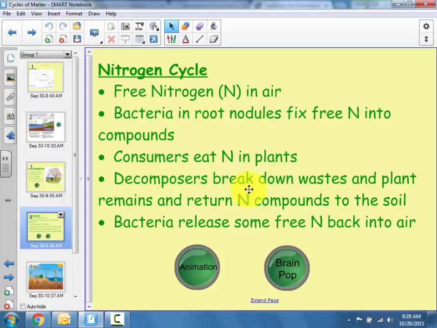So the decomposers are a big part of this, and they break down the waste and the plant remains and return the nitrogen compounds to the soil. And then there's different bacteria in the soil that will take those nitrogen compounds and break them apart and release that nitrogen back into the air.